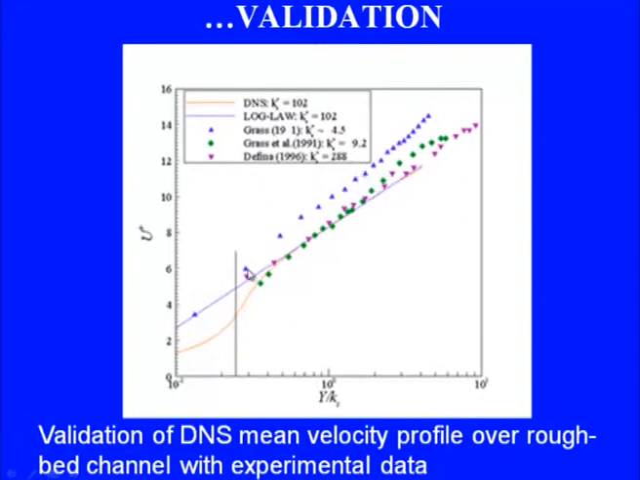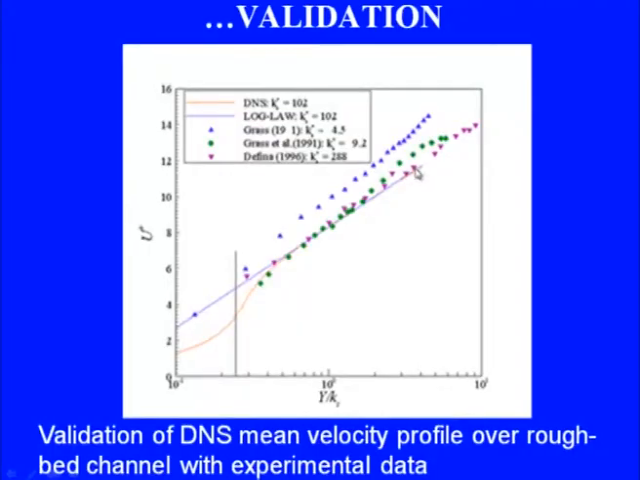Not just that, we had the log law of the wall for the same reference Reynolds number, and we can say that in the logarithmic region it's very difficult to distinguish our DNS results from the log law. And similarly in this region, for the corresponding or close values of Ks plus, the DNS and experimental results are very close together.